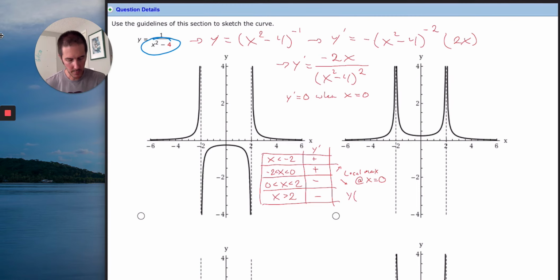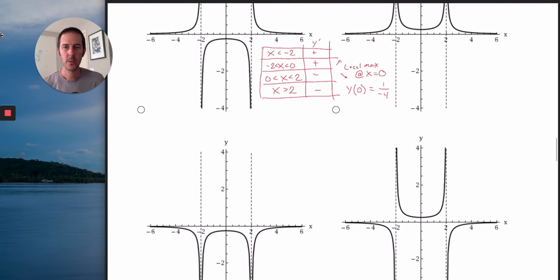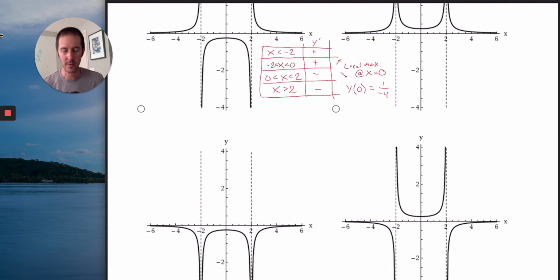I'm going to just convert that into function notation. Y of 0 equals 1 over -4. Doesn't matter where that minus sign or that negative sign goes. Could go next to the fraction, could go in the numerator. At any rate, this is going to be helpful in choosing the correct graph. We know that we have a local maximum at 0, -1/4. So one of the graphs that's on the left-hand side, it's either going to be this graph because this point matches, or it's going to be this graph because this point matches. That point doesn't exist on the other two graphical options.